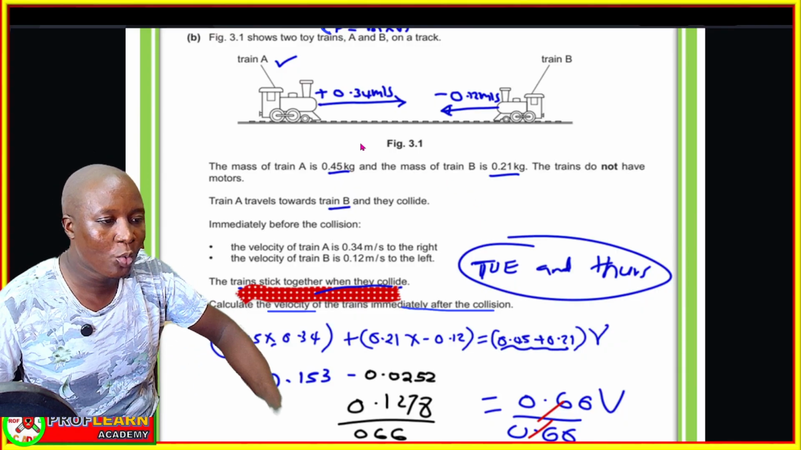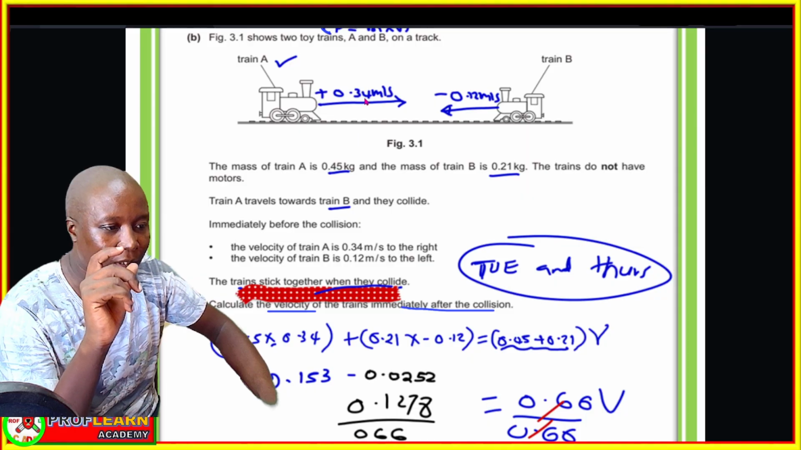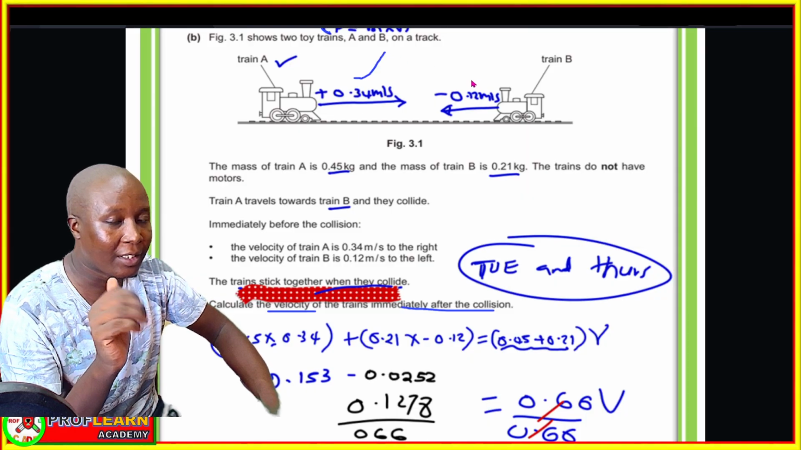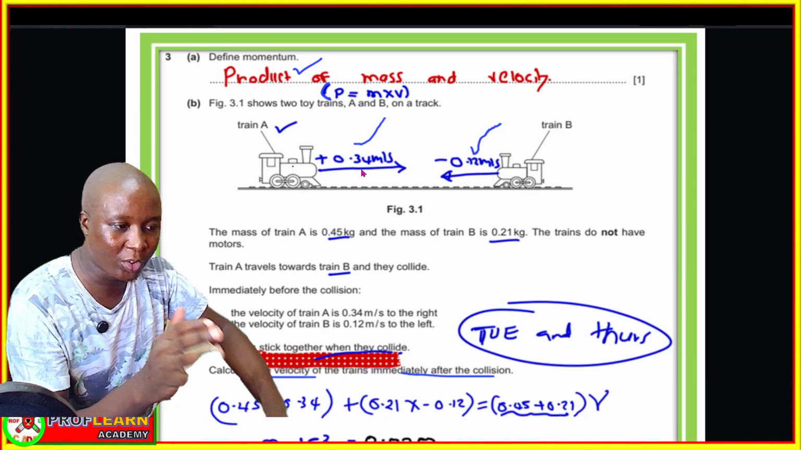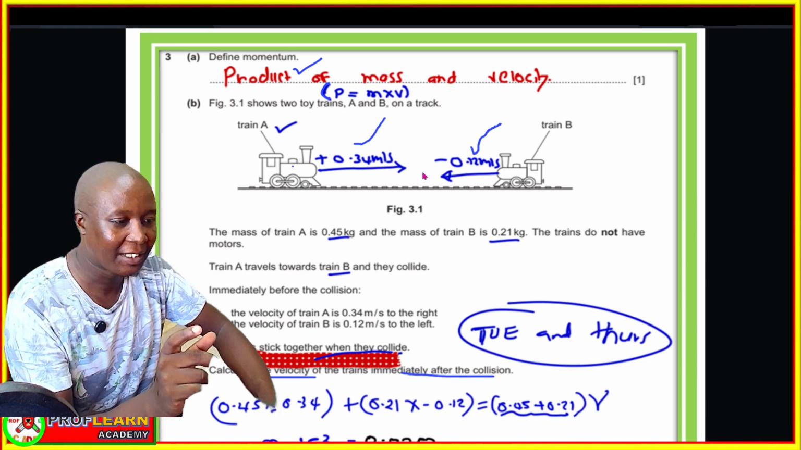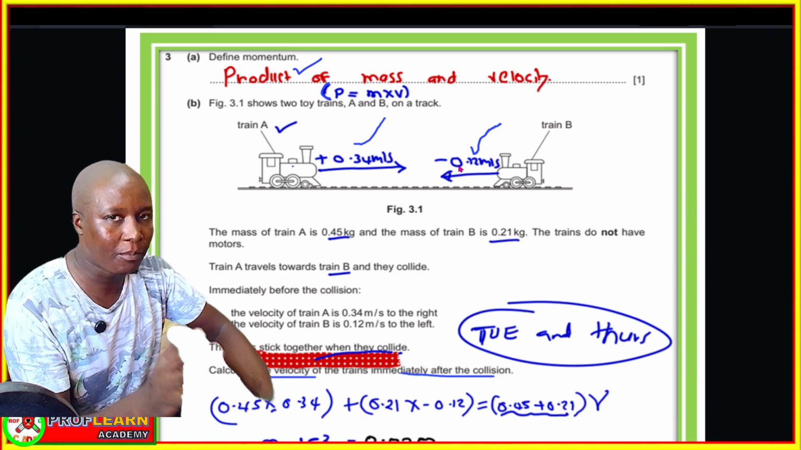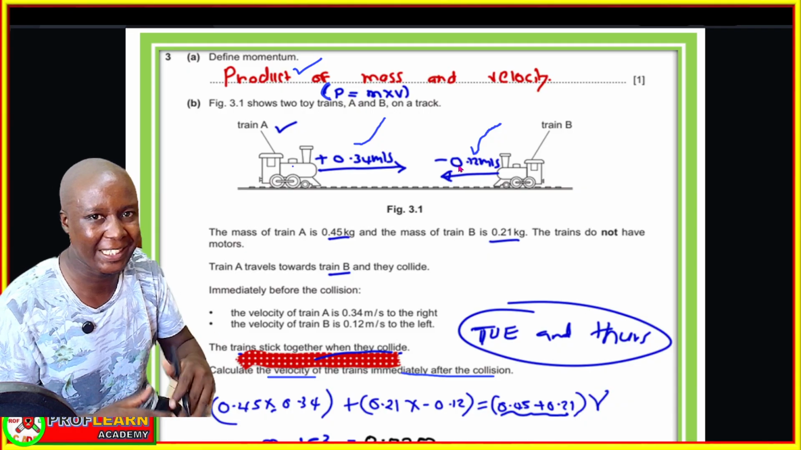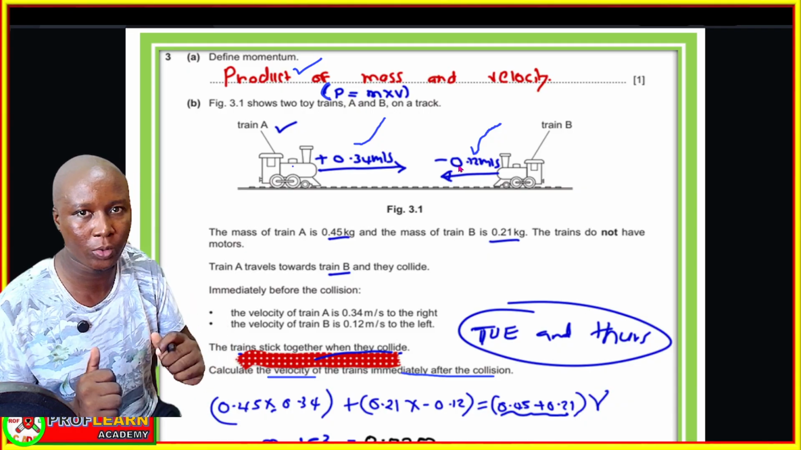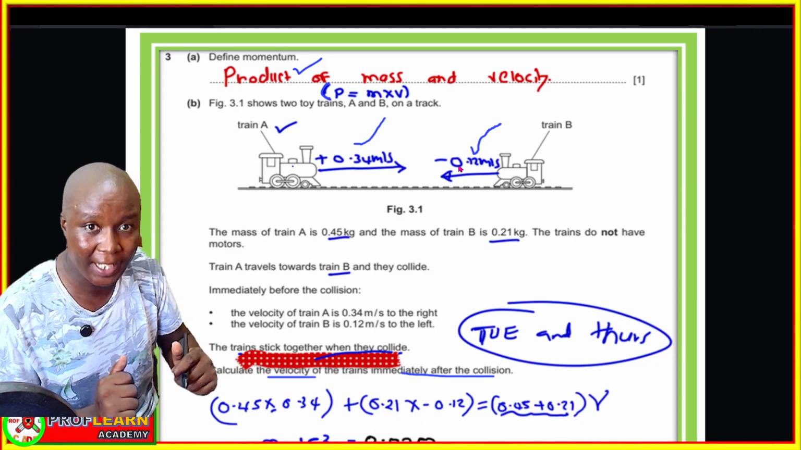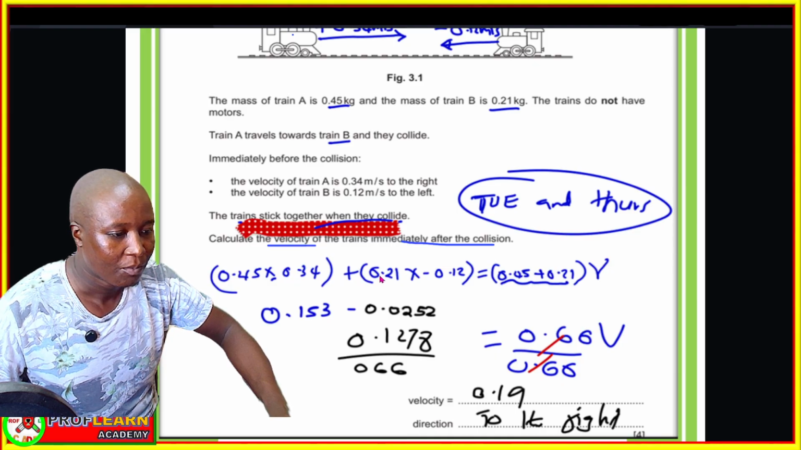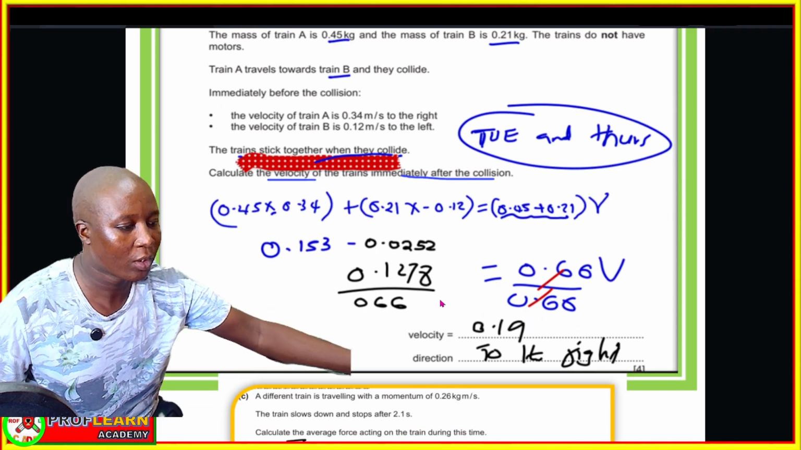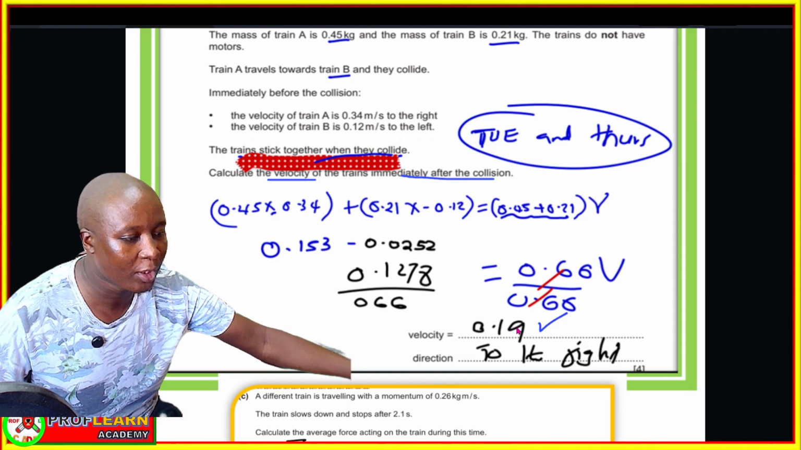So we need to work out the momentum before they collide. This was moving at this speed before they collide, and this was moving at that speed before they collide. So it will be the mass of A times the velocity, which is 0.34, plus the mass of B times negative, because momentum is a vector quantity. It has direction, so you have to include that negative sign there. Then we have 0.45 times 0.34 plus 0.21 times negative 0.12. If you work that out, you get your answer, positive 0.19.